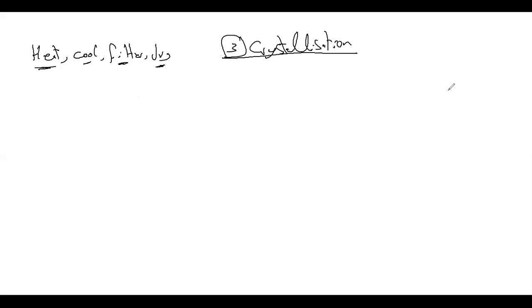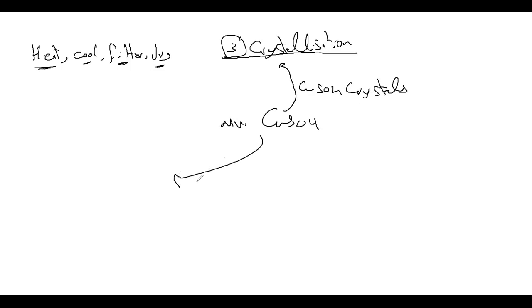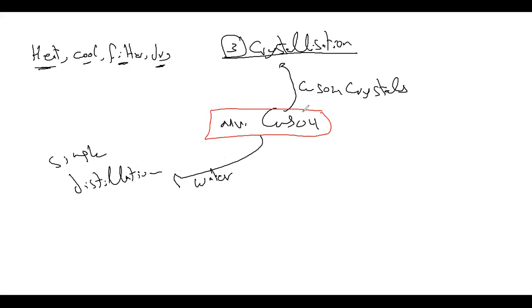And then, for example, if you have aqueous copper sulfate and we need to obtain copper sulfate crystals, you must make crystallization. If we need to obtain water from aqueous copper sulfate, we need distillation, simple distillation. So if we have aqueous copper sulfate and we need to obtain copper sulfate crystals, it will be crystallization. To obtain water, simple distillation.